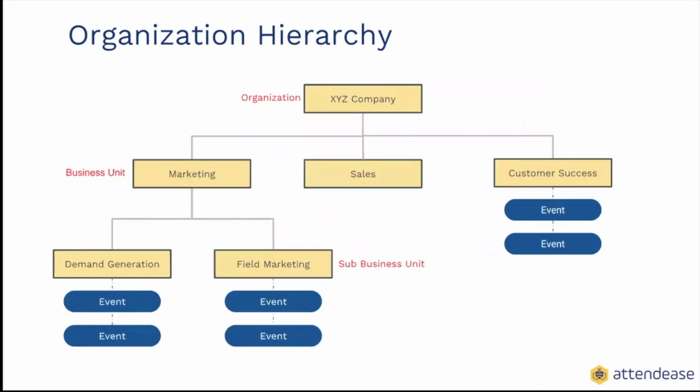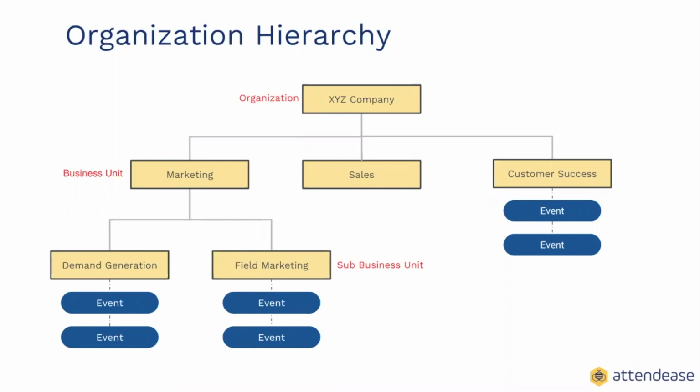Let's take a look at this visualization to get a better idea of what I'm talking about. As we can see, the organization occupies the top position. Underneath are three business units: marketing, sales, and customer success. And under the marketing business unit, there are two sub-business units: demand gen and field marketing. Finally, note that events can be created and managed under any level, but typically events are managed under a business unit or sub-business unit. So you may be thinking, how should I optimize the structure of my organization?